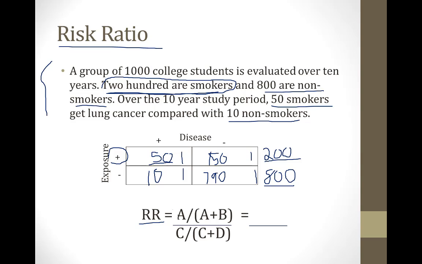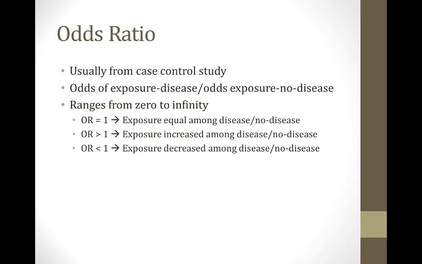And now we filled in a table ourselves, and we can go ahead and just plug in the numbers to calculate the risk ratio. So now let's talk about a different metric called the odds ratio, and this is a metric that we usually determine from a case control study.